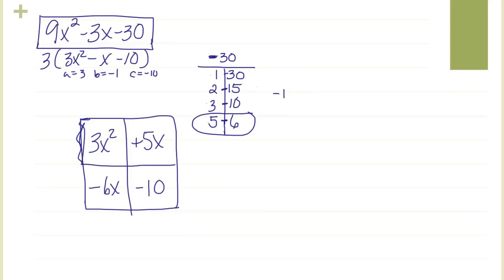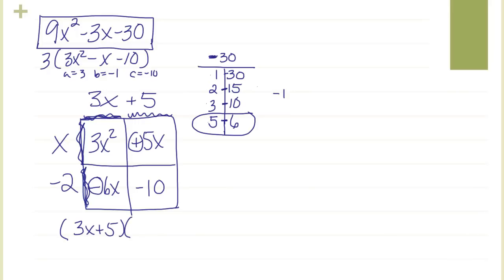Now I'm going to factor, what do these guys have in common? The row, just an x. What do these guys have in common? A negative 2. We always take this sign. What do these guys have in common? A 3x. What do these guys have in common? A 5. Always take this sign. So my answer is 3x plus 5 times x minus 2.